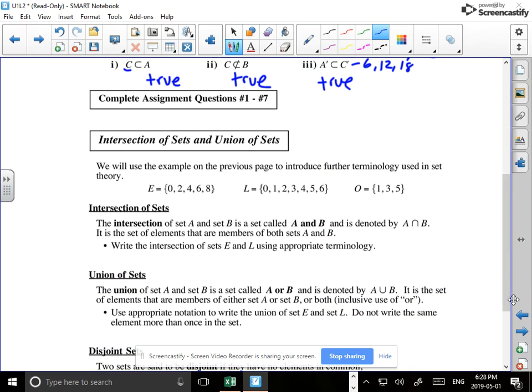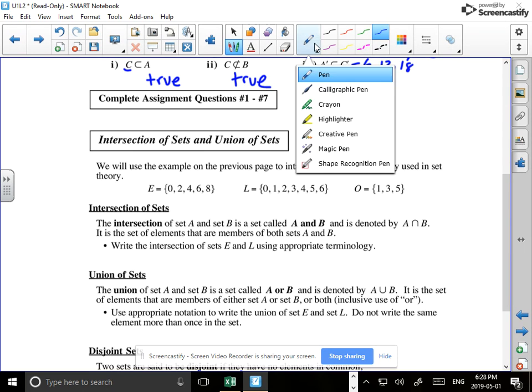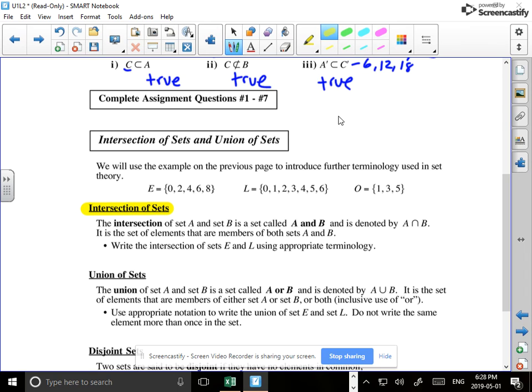So now we're going to be talking about intersection of sets and union of sets. So an intersection of the sets A and B is called A and B. This is the intersection, it has an and. It's denoted by A and B, with the little upside down U. The way I like to think about that is like they're holding hands, or like they're bridging the gap between themselves. So it is the set of elements that are members of both A and B.